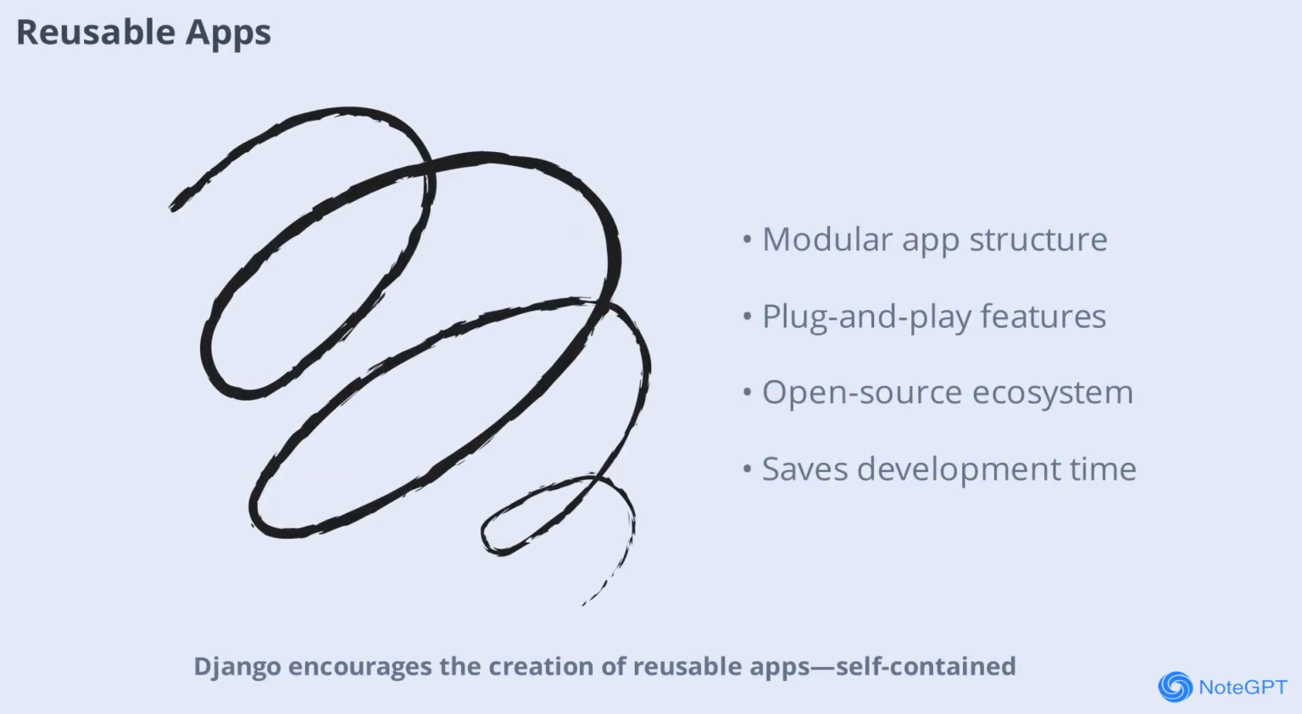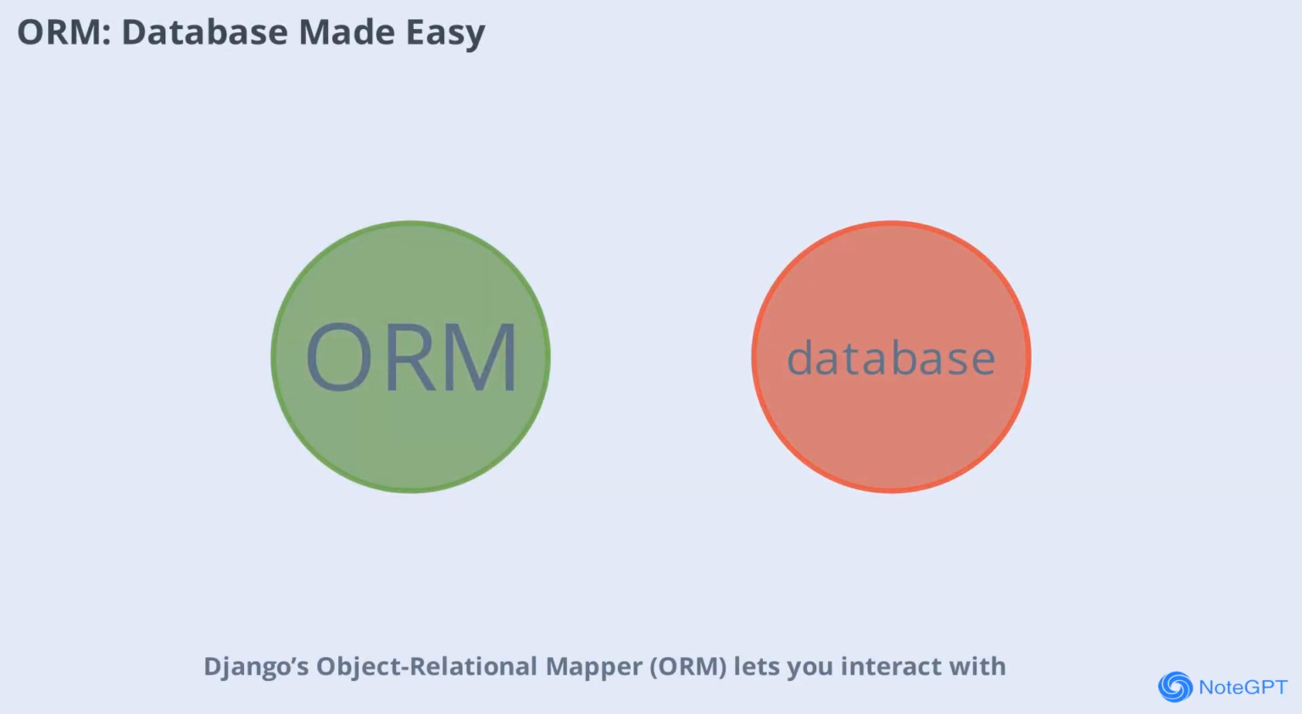Django encourages the creation of reusable apps, self-contained modules that can be plugged into any project. This modular approach means you can build features once and use them across multiple projects, saving time and effort. The Django ecosystem is full of open-source apps for everything from authentication to e-commerce, allowing you to extend your projects with minimal code.